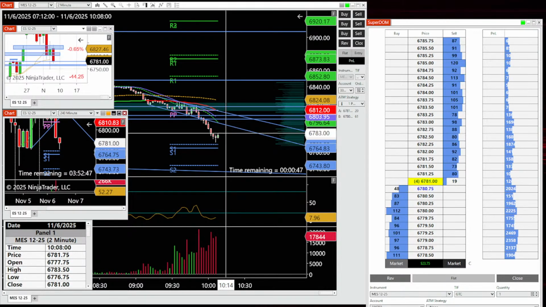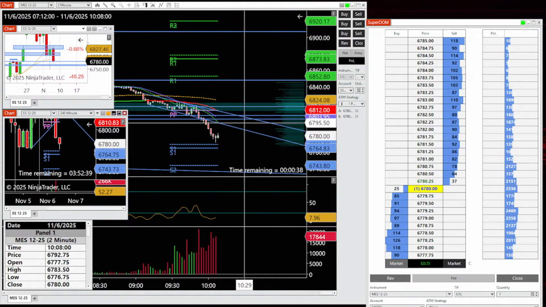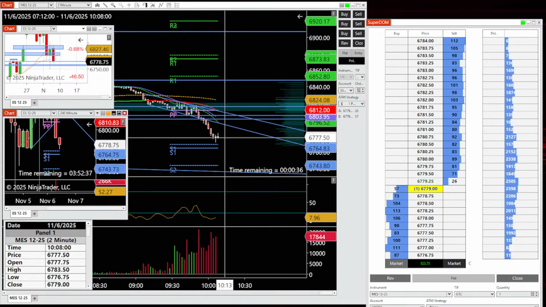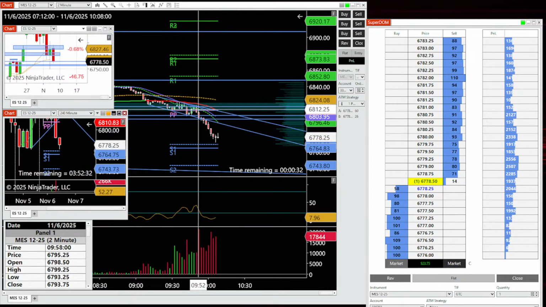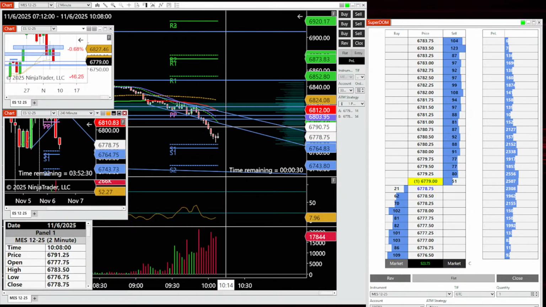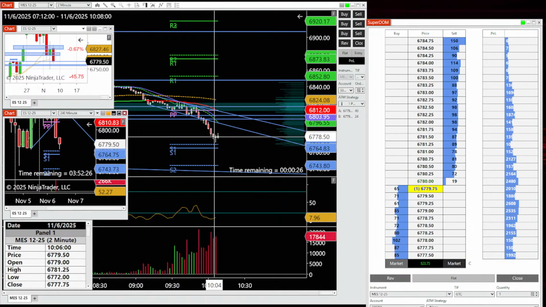I want to see it consolidate somewhere. And then either continue to go up, or if it goes up, I want to see a pullback and a continuation up. It's coming down now, so I want to see it consolidate and then roll over again like it did up here.